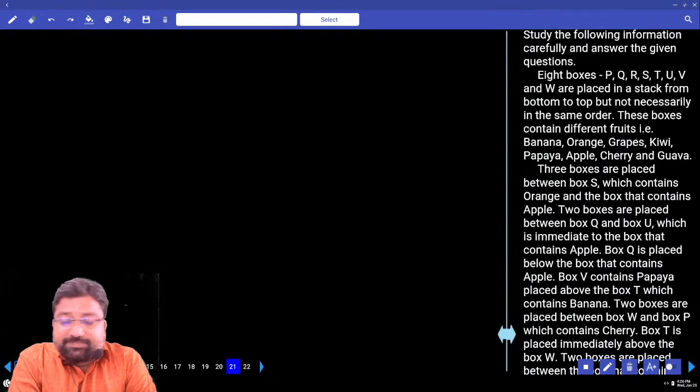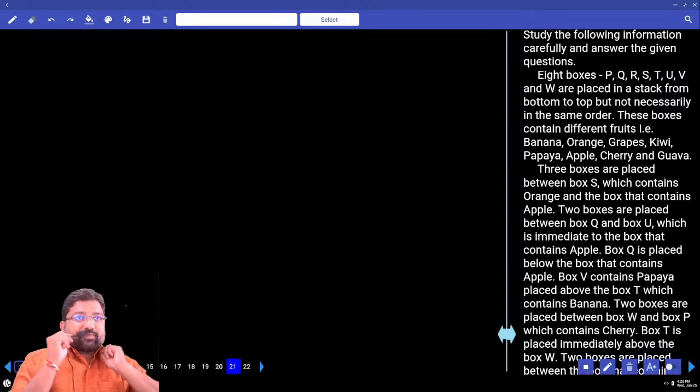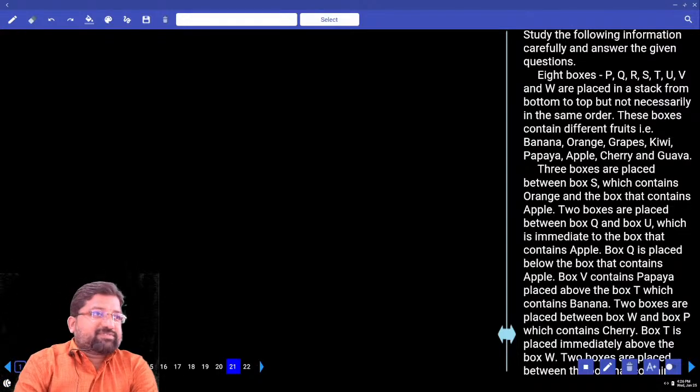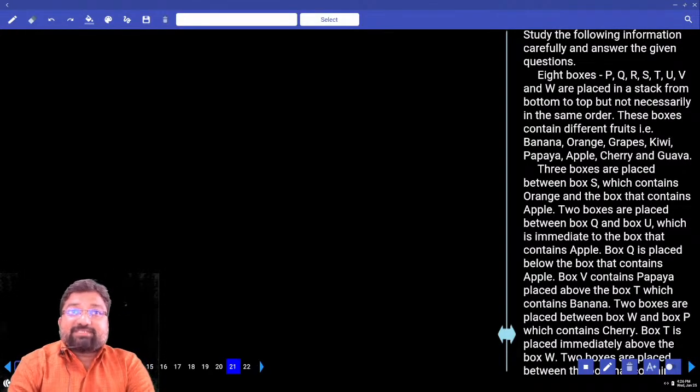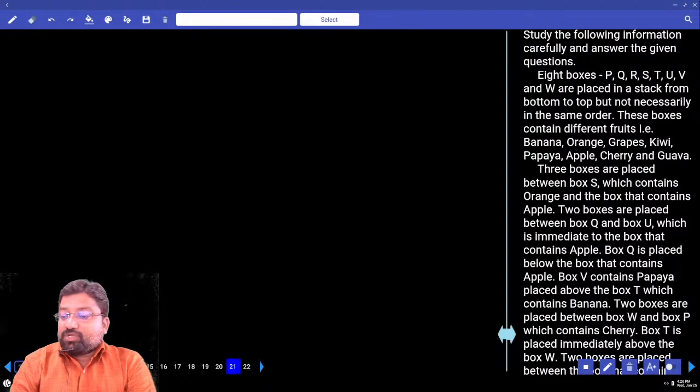How many boxes here? 8 boxes. P, Q, R, S, T, U, V and W are placed in a stack from bottom to top but not necessarily in the same order. These boxes contain different fruits: banana, orange, grapes, kiwi, papaya, apple, cherry and guava. Now I'll tell you something, listen. Earlier we have seen the same type of question but this has one extra parameter. Now he is naming the boxes and different items placed inside those boxes.